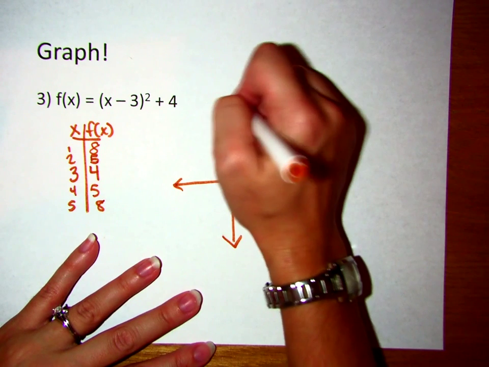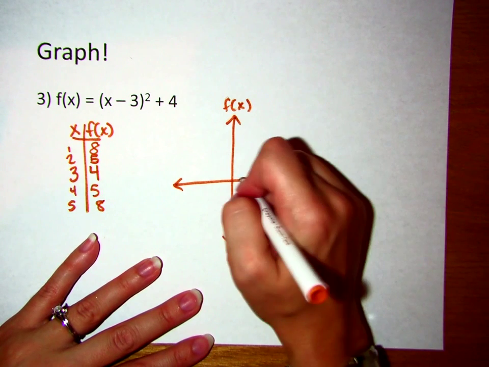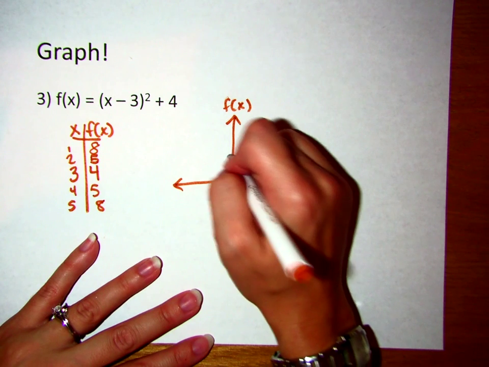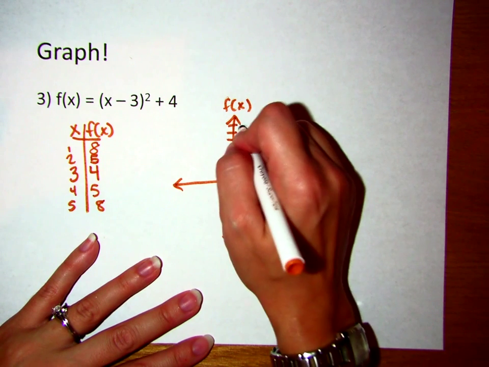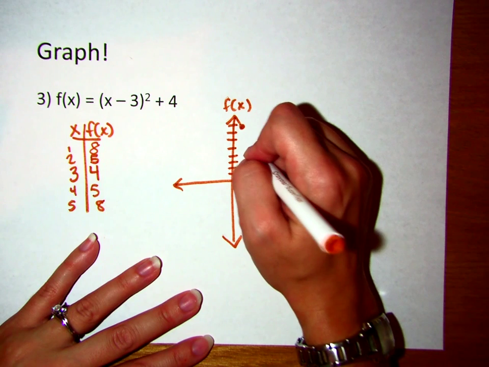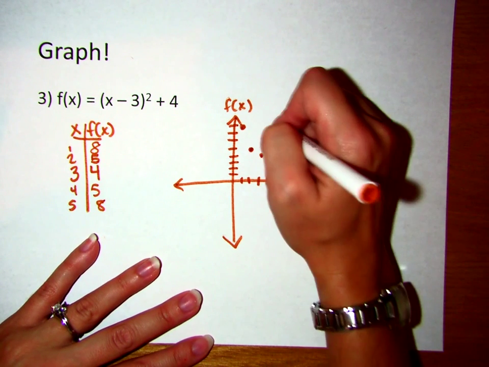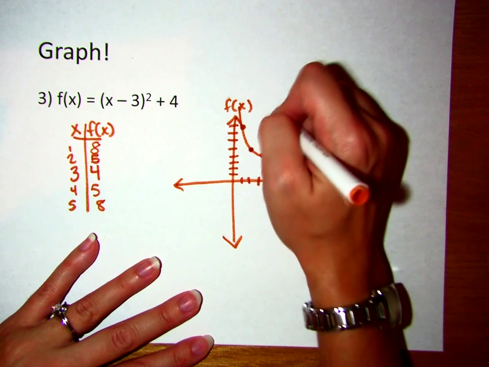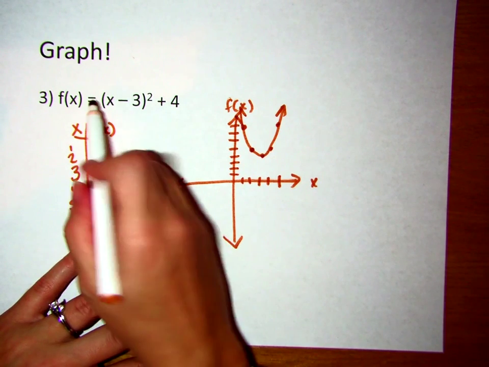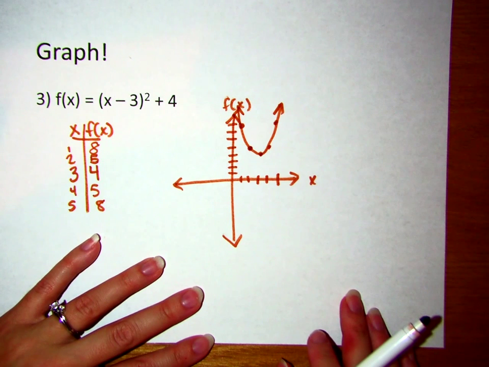So this is f of x. This is x. So then here we have 1, 8, 1, 2, 3, 4, 5, 6, 7, 8. And then we've got 2, 5, just here, 3, 4, and so on. I can tell I already graphed just one parabolas that are facing up, but if you have a negative in the front here, everything's just going to be a reflection and facing down.